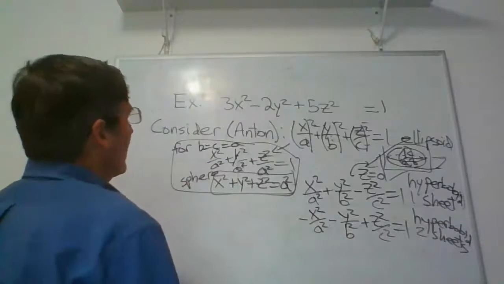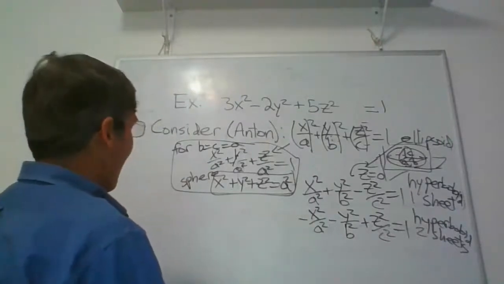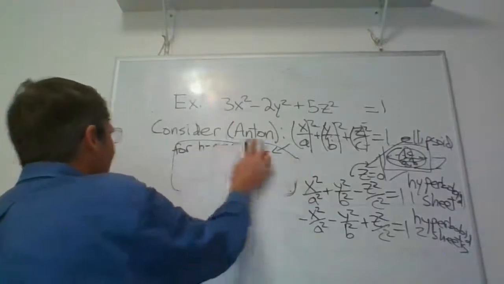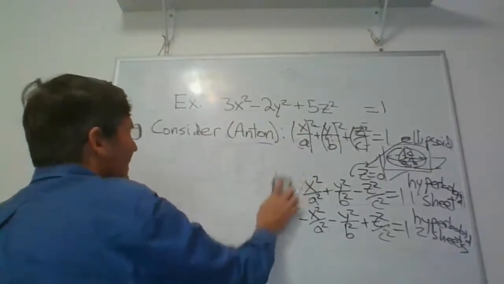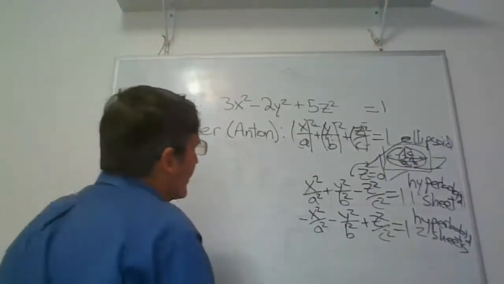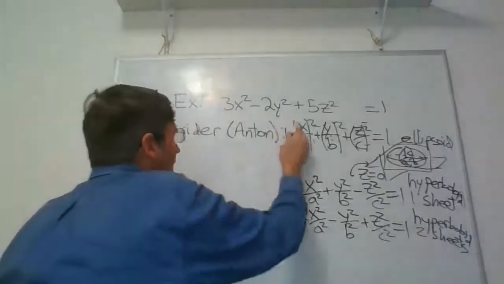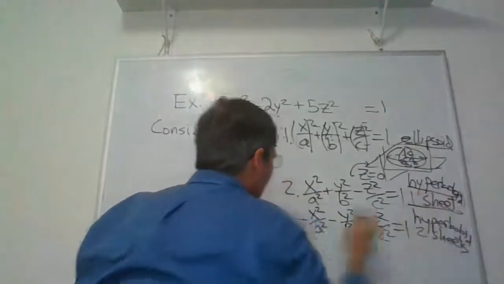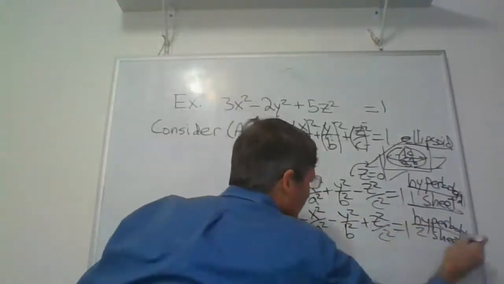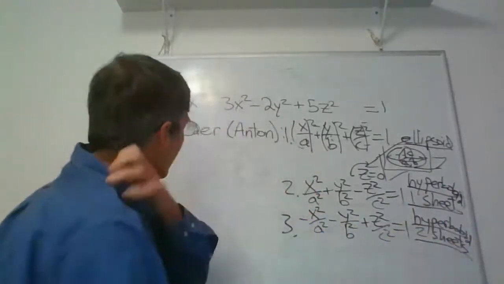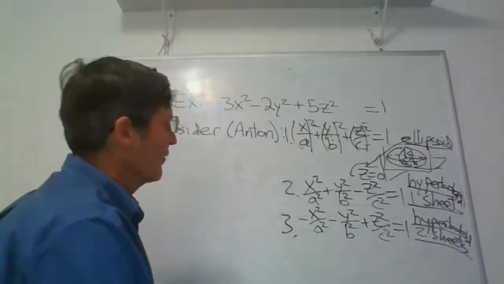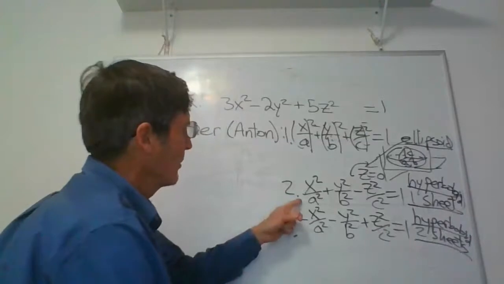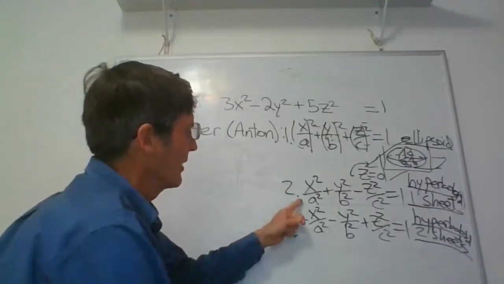Let me get rid of this last one. I guess I better get rid of this. All right, so there's 1, the ellipsoid, 2, the hyperboloid of 1 sheet, 3, the hyperboloid of 2 sheets. Now we got 3 more.